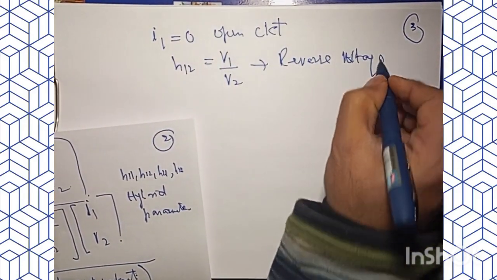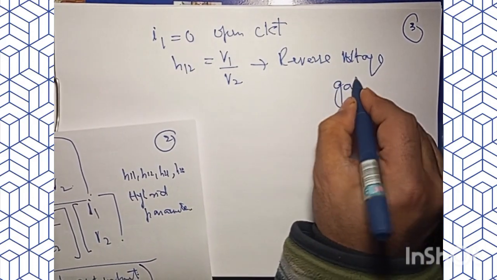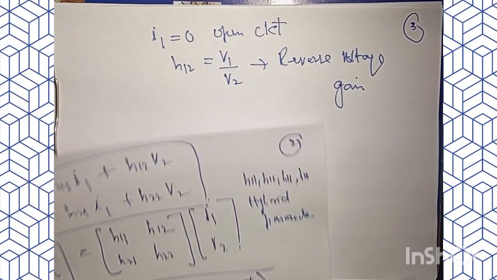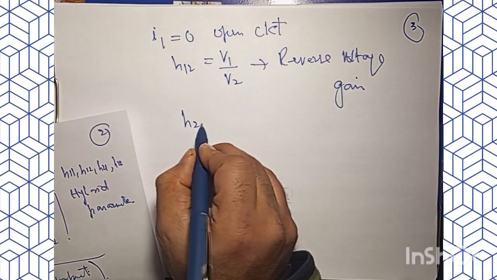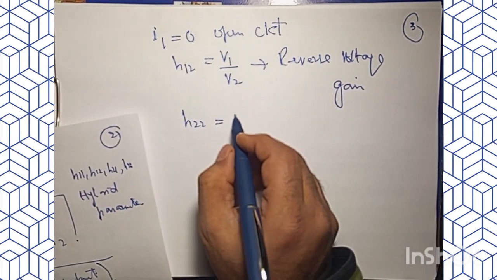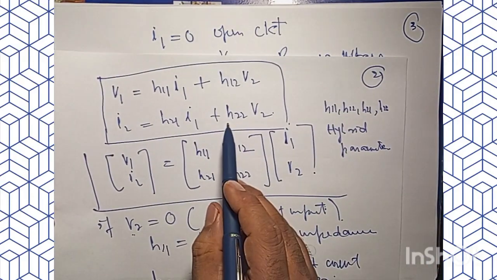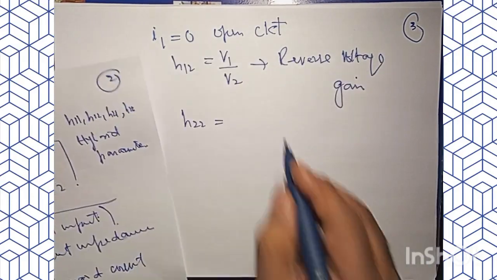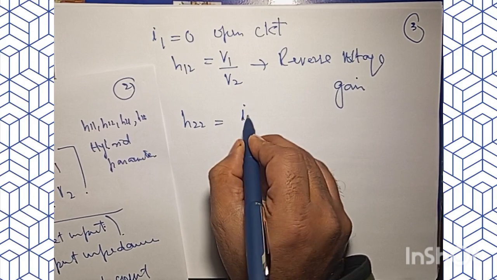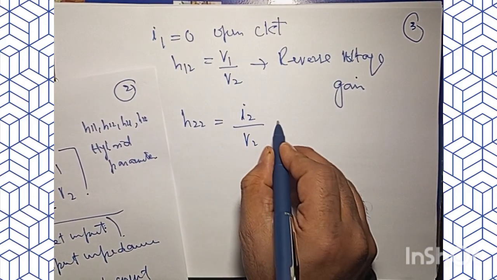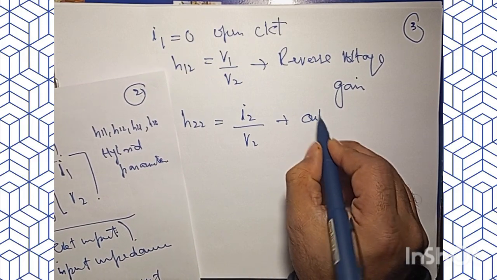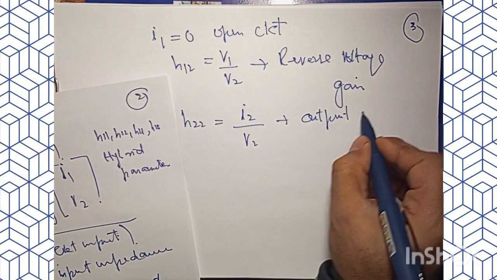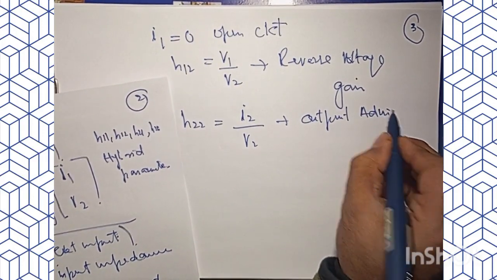Then finally, I1 is 0, so I will be able to calculate H22. What will H22 be? H22 will be I2 by V2. This is I2 by V2. Now this is called output admittance.